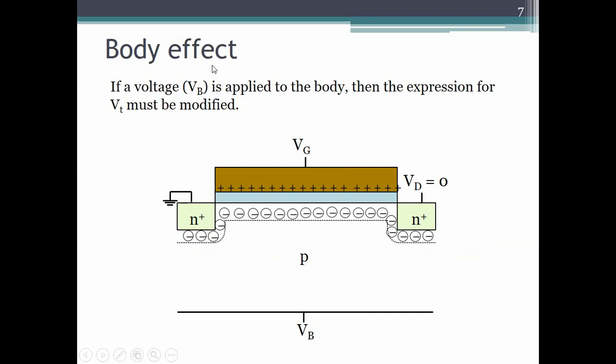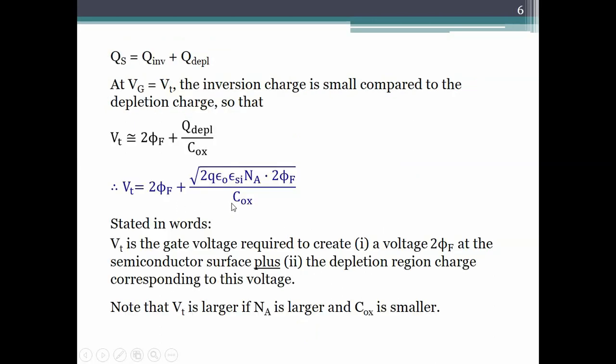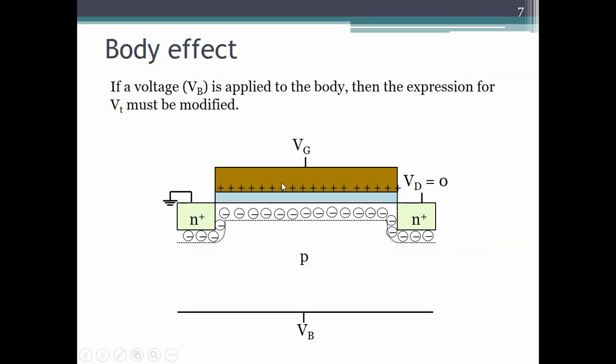One is called the body effect. When we derived this equation, we had assumed that the body of the MOSFET was grounded. So the body was grounded, the source was grounded, the drain was grounded. We are applying just the gate voltage. Now suppose the body is not grounded. Then what is the threshold voltage? It turns out that the threshold voltage expression gets modified if the body is not grounded.